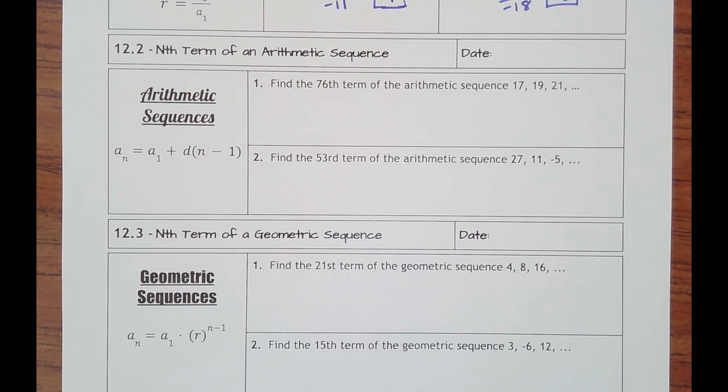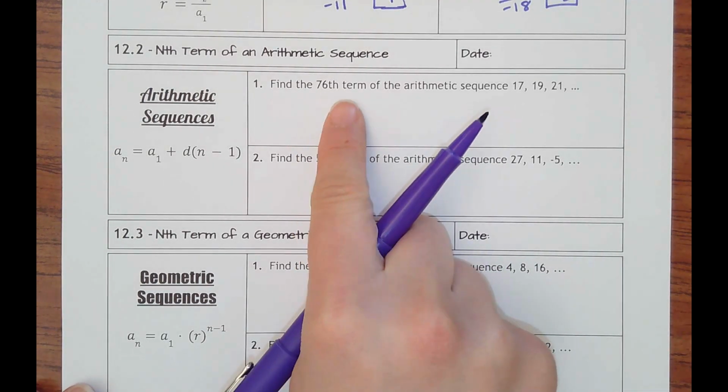Lesson 12.2 is how to find the nth term of an arithmetic sequence. So an nth term just means any number term in the sequence. So on number 1, it wants the 76th term.